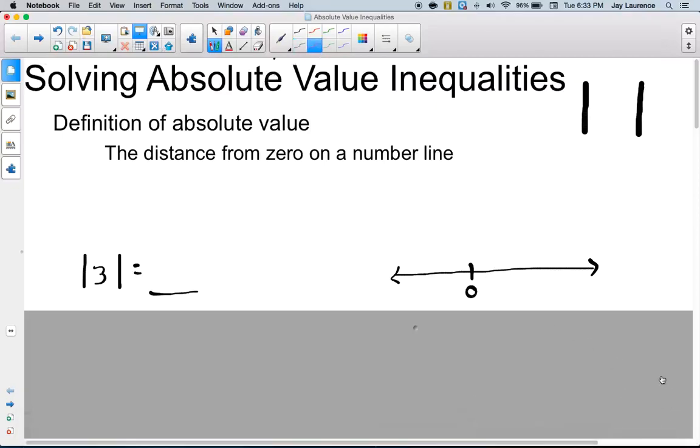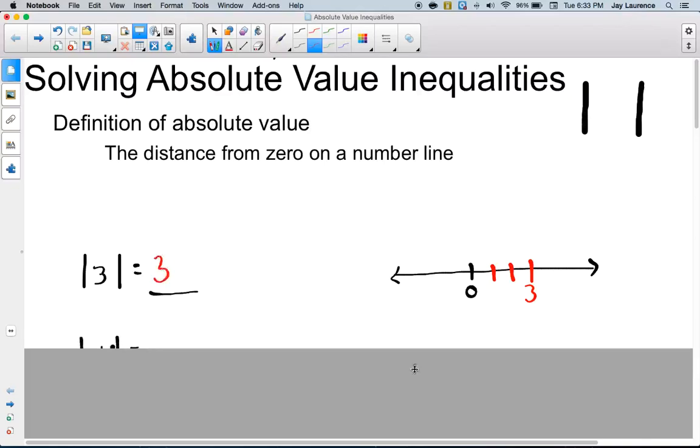Now, I'm going to modify this definition later on, change that word 0 to some center, but for right now, 0 is going to work really well. So, let's see here. If I'm at 3, how many spaces am I away from 0? Well, I'm 3 spaces away, so the absolute value of 3 is 3.